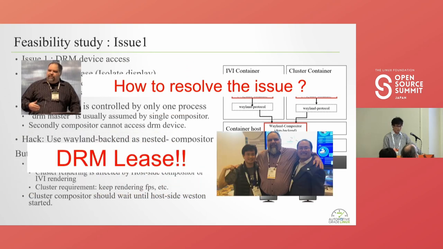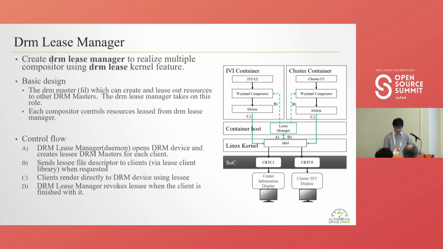So how do we resolve these issues? We decided to create DRM lease. At IGEC, we selected and developed a DRM lease manager. The DRM lease manager supports multiple containers. It is based on DRM kernel features. The basic design is: the master is created on the host side, and resources are leased to each container side. Then each container compositor can control the resources of its own display, and both containers can access their displays independently.